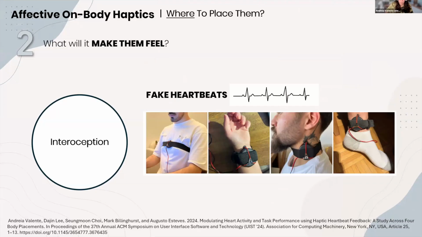In my WIS paper from 2024, we did a fake heartbeat experiment where we had an audio transducer repeating a fake heartbeat that the person didn't know was fake. And we tried different body parts to see how it affected people's perception of their own emotional state, if we could change their physiology by intervening in this internal loop.